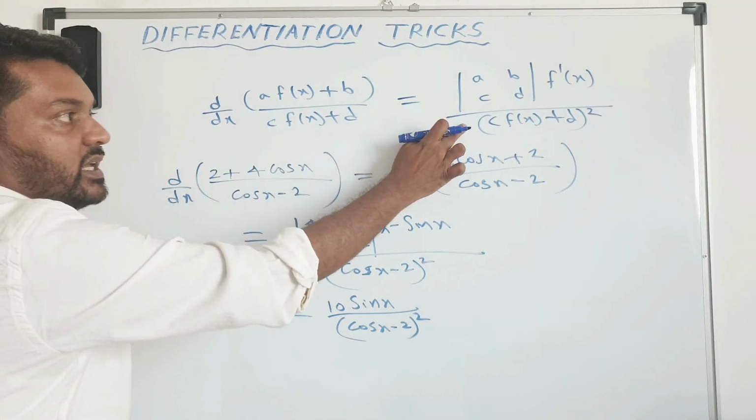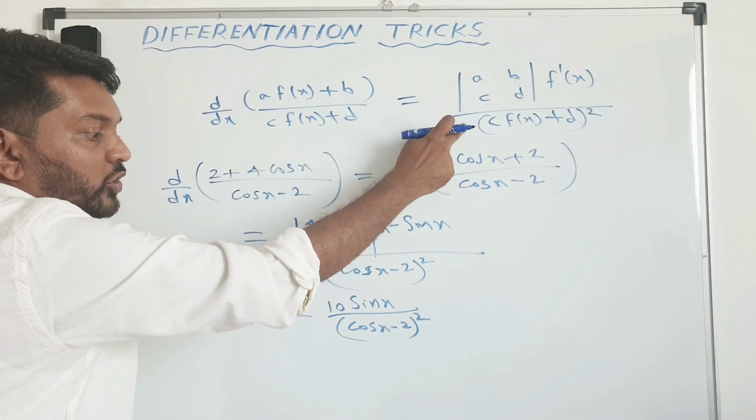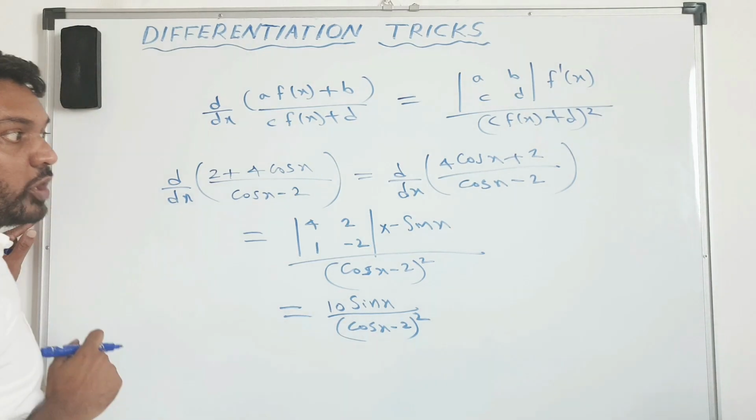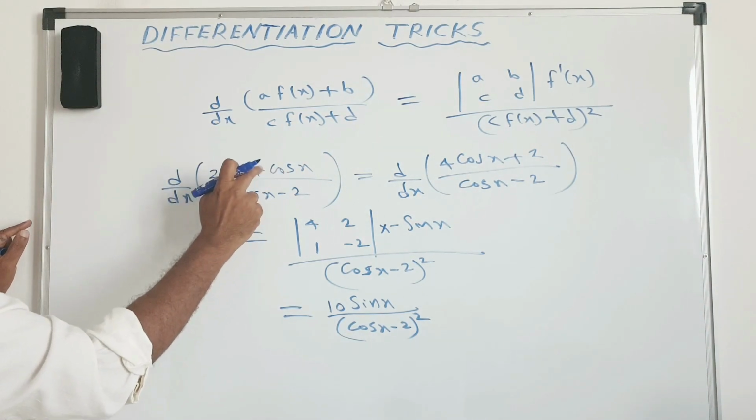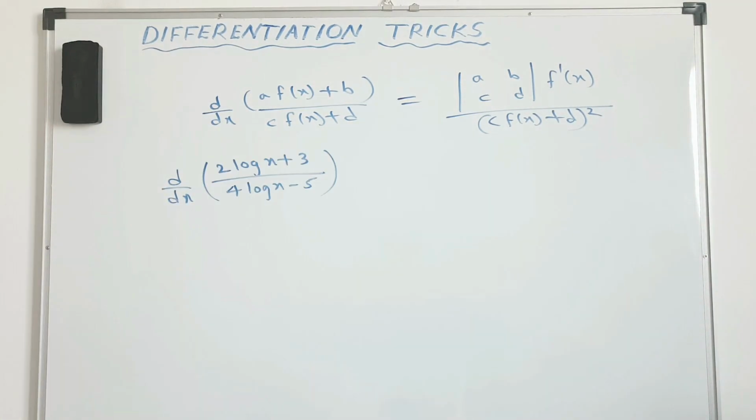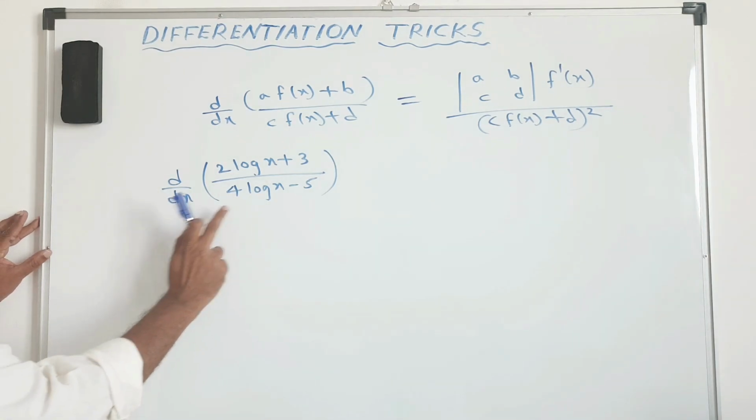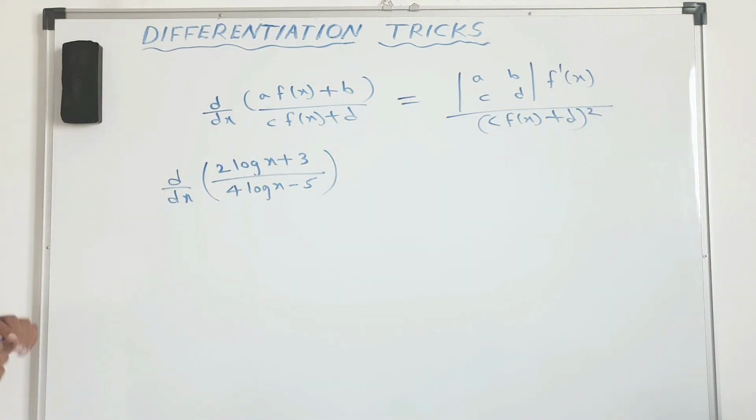Using this formula, you could do the answer very fast. Normal method will take lot of time. You have to use quotient rule. Now we will see another question based on the same trick.